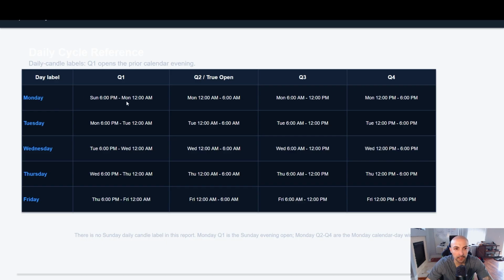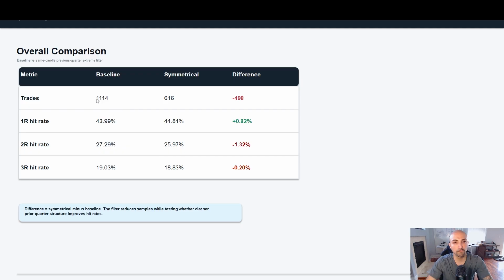So the code doesn't look at this quarter. Quarter one, which is that opening, that first 6 hour block on Monday. I just wasn't sure if I should have it look back at Friday. And since I wasn't sure, I just excluded it. Okay, total trades that the code found for the last 2 years is 1,114 trades. And of those, only 616 matched as a symmetrical daily cycle SSMT. The 1R hit rate on asymmetrical and symmetrical is just about 44%, and just a little bit higher adding the symmetrical component.